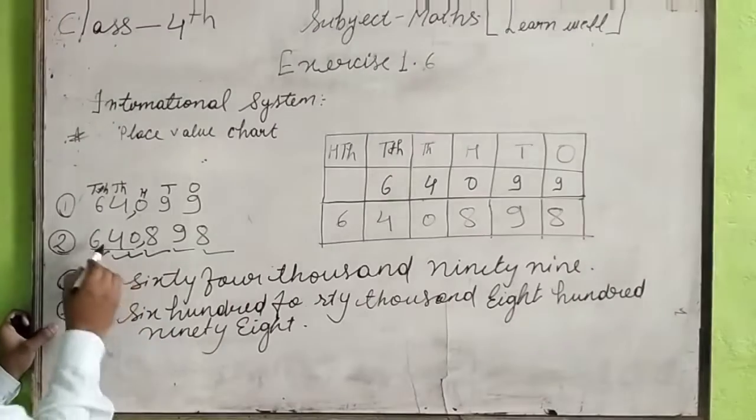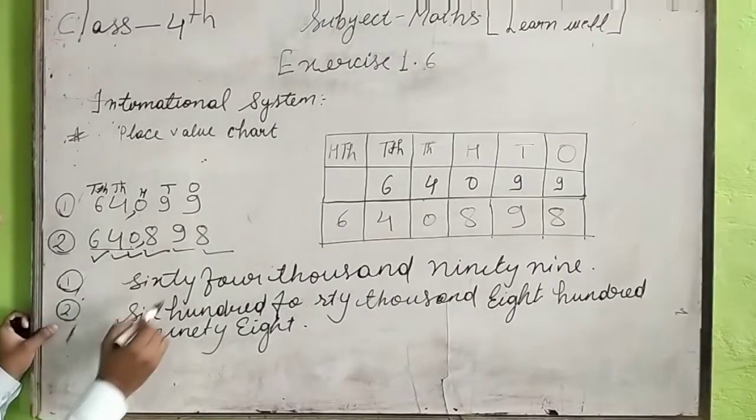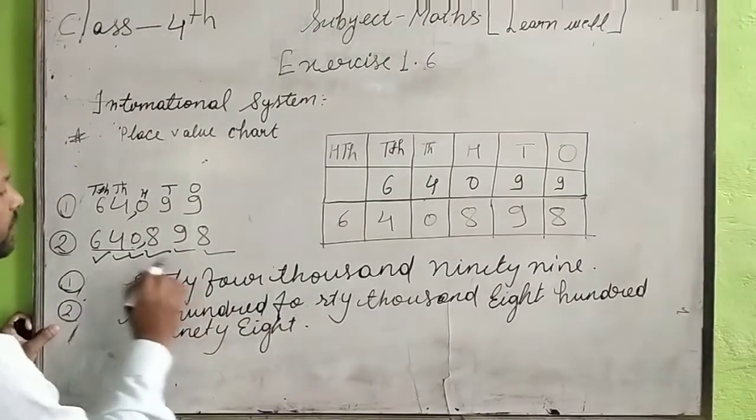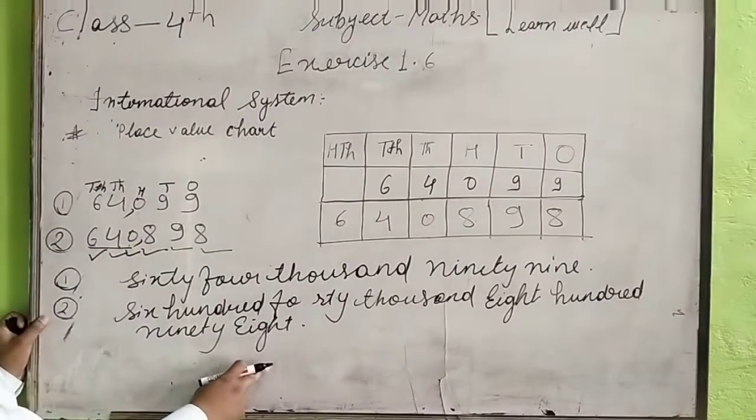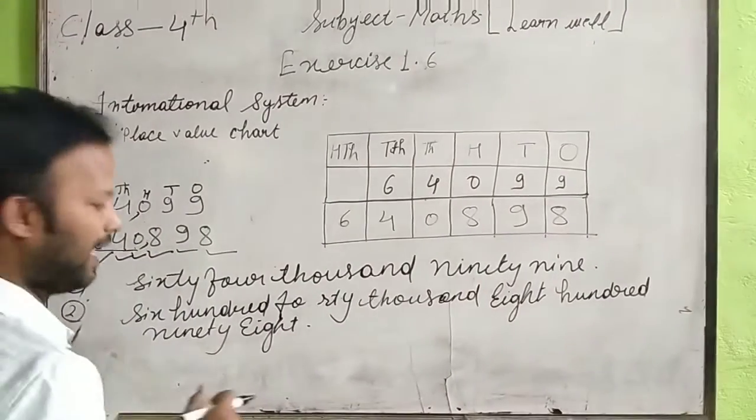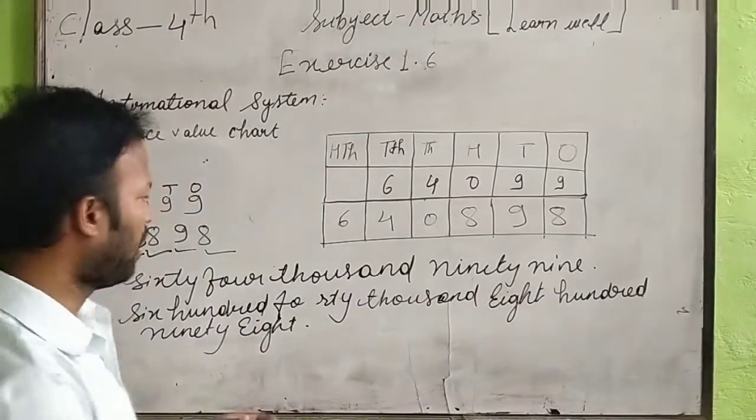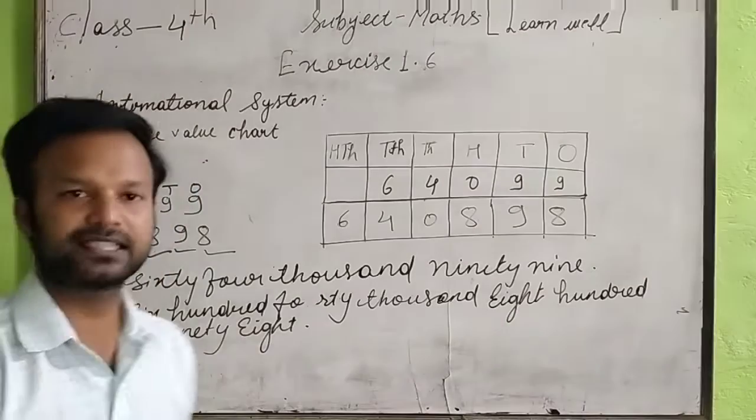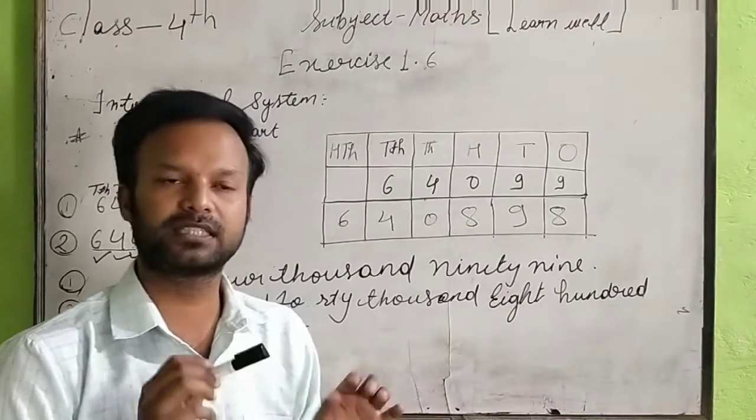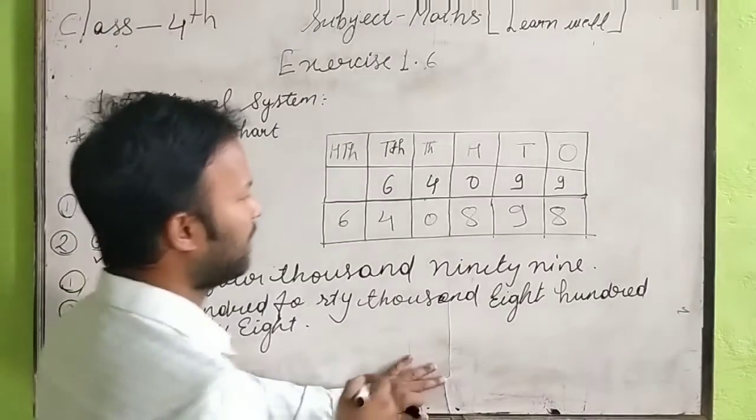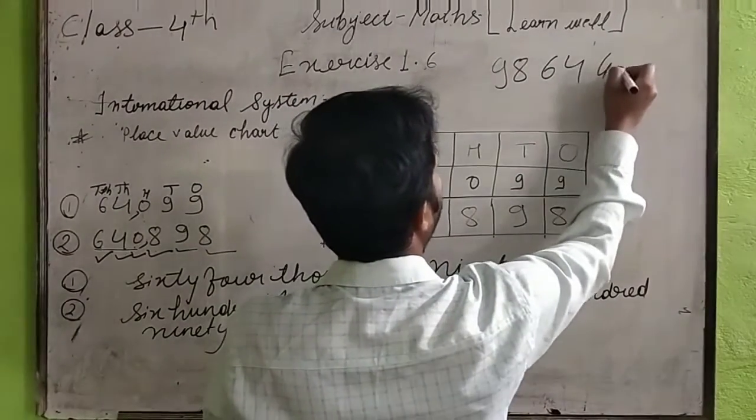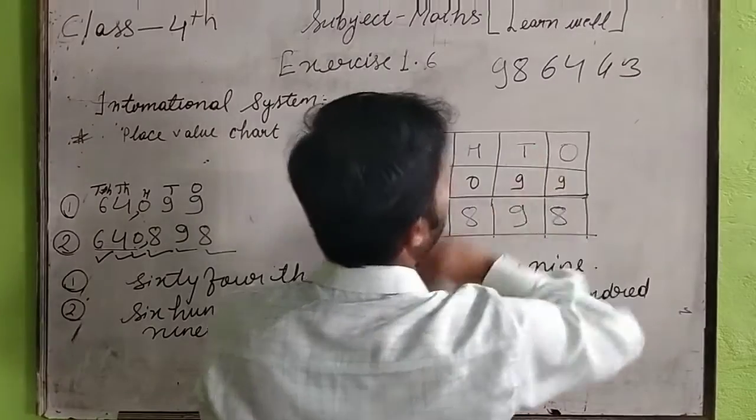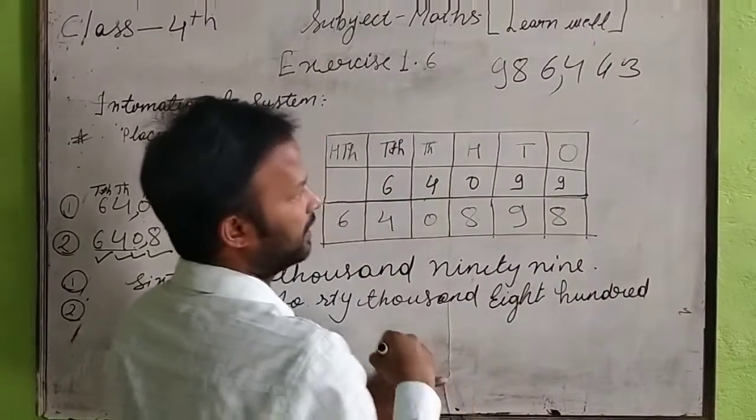See, 640,898. Like this you have to write in the international system. How we read, I told you, the best way is to put commas; after putting commas everything will be understood. For example, I have written one more number here, 9864543. Okay, you put the commas after every 3 digits.